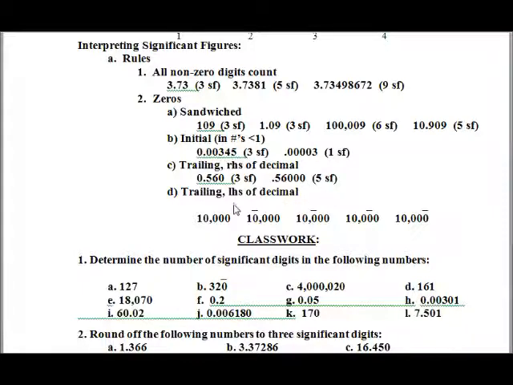Zeros that trail on the left-hand side of the decimal, LHS, depend on if there's a line over top of them or not. In this first example, we have 10,000. There's no line over top of those, so none of the zeros are significant. The 1 we know is already significant, bringing this number to 1 significant figure. The second example has a line over the first 0. This means that this 0 is significant. So this brings the total number for this number to 2 significant figures.